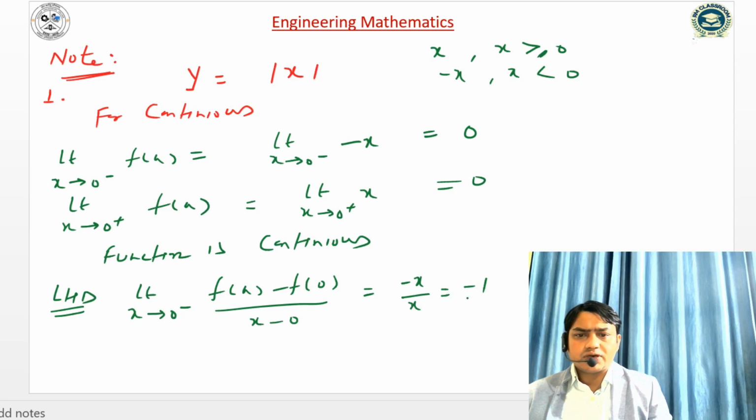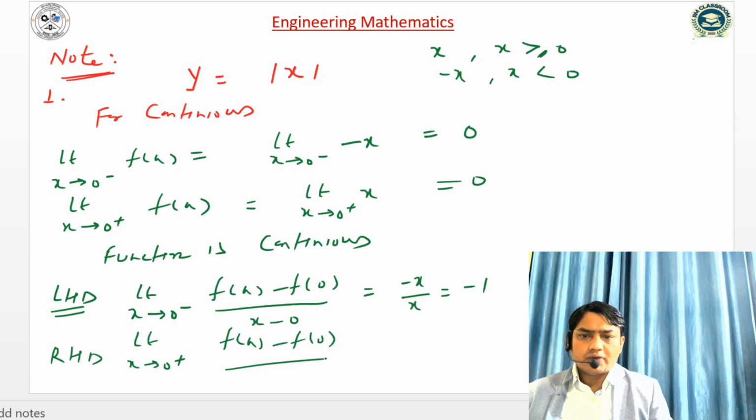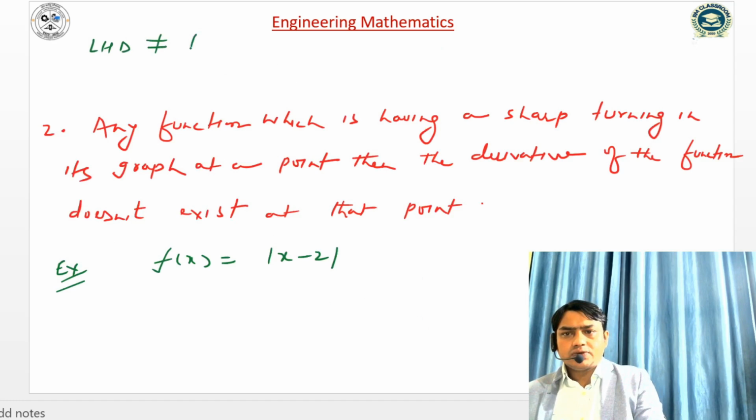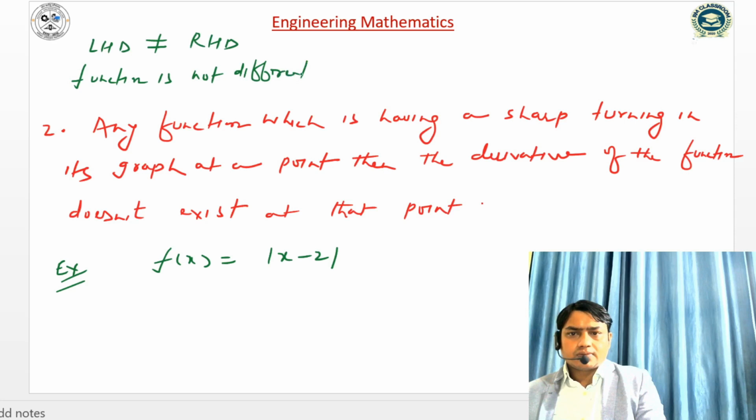And similarly, if I compute the right hand derivative, f(x) minus f(0) divided by x minus 0, so it will be x minus 0 divided by x. So it will be 1. So left hand derivative is not equal to right hand derivative, so function is not differentiable. Here I will write left hand derivative is not equal to right hand derivative, so function is not differentiable at x is equal to 0.